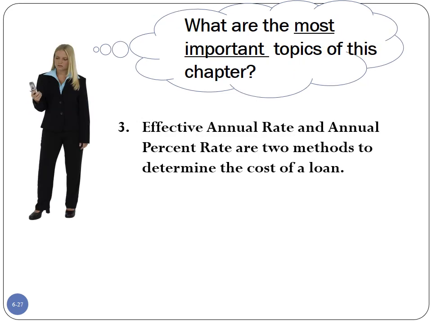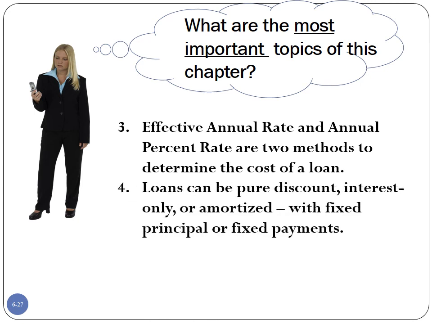The effective annual rate and the annual percentage rate are two methods to determine the cost of a loan. You need to understand the difference between those in order to be a wise consumer. You can read about those in the text. And loans can be pure discount, interest only, amortized with fixed principal or fixed payments, and we normally would encounter these in our purchasing.